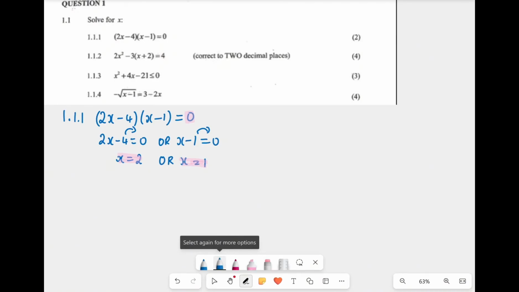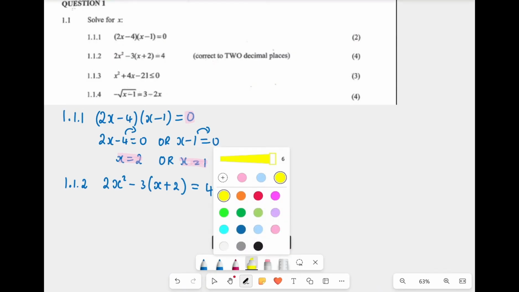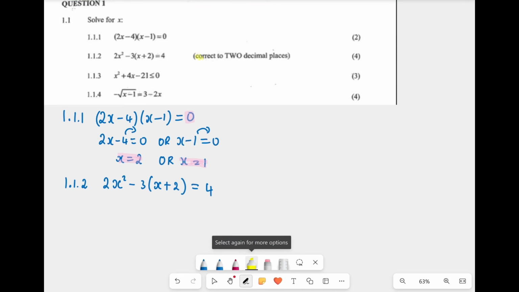Question number 1.1.2. We are given 2x² − 3(x + 2) = 4. In this question, we are told to round off our answer to 2 decimal places, so that means we need to use the quadratic formula.